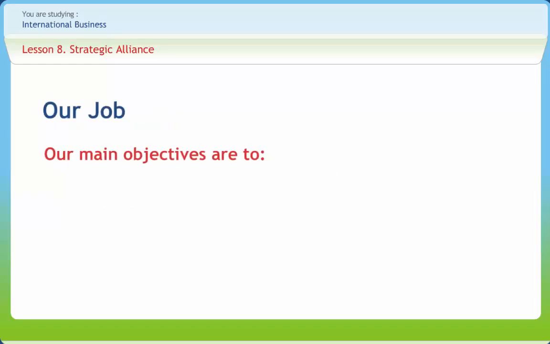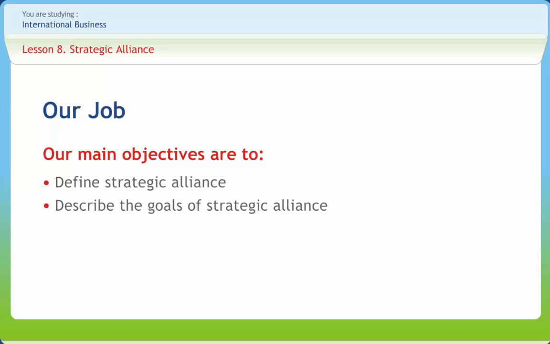It follows from the previous slide that after studying this lesson, you should be able to define strategic alliance, describe the goal of strategic alliance, and explain the various types of strategic alliance. A strategic alliance is a formal relationship between two or more parties to pursue a set of agreed upon goals or to meet a critical business need while remaining independent organizations.